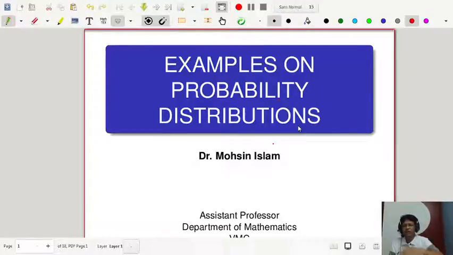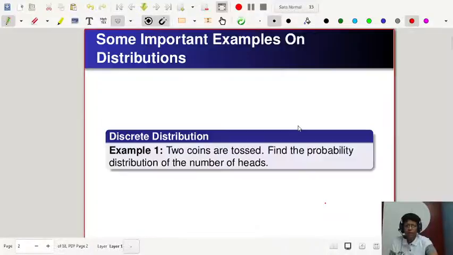So in the previous video you have learned about the different distributions: binomial, Poisson, geometric distribution, and also some continuous distributions: normal distribution, uniform distribution, gamma distribution, beta distribution. So now we'll talk about some examples on that. Let us have the first one, problem number 1. It belongs to the discrete distribution. Two coins are tossed, find the probability distribution of the number of heads.